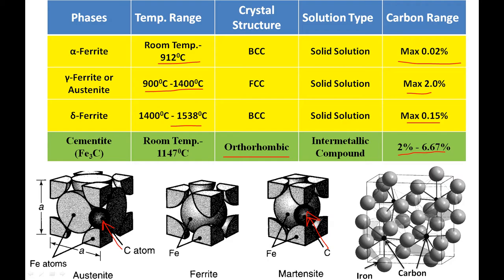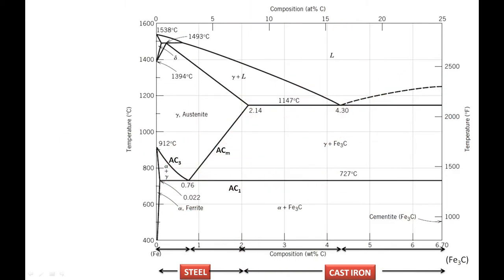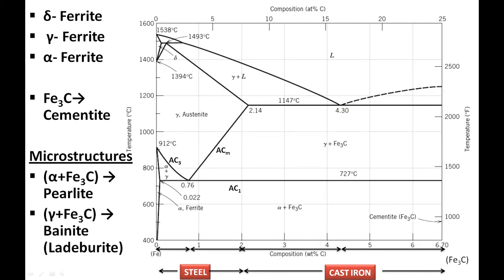Okay, and now we can study the iron carbon diagram. We already know the basic structures of iron: delta-Ferrite, gamma-Ferrite or austenite, alpha-Ferrite and Fe3C, which is known as cementite. Now you can see these are complicated lines. Let's study them one by one.